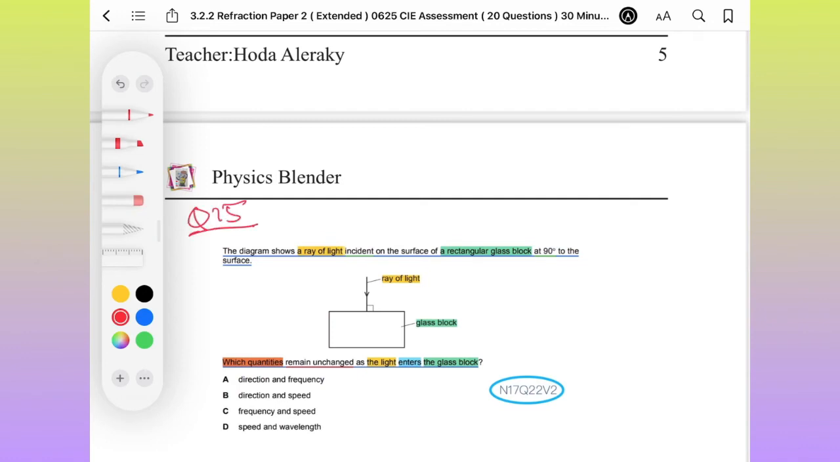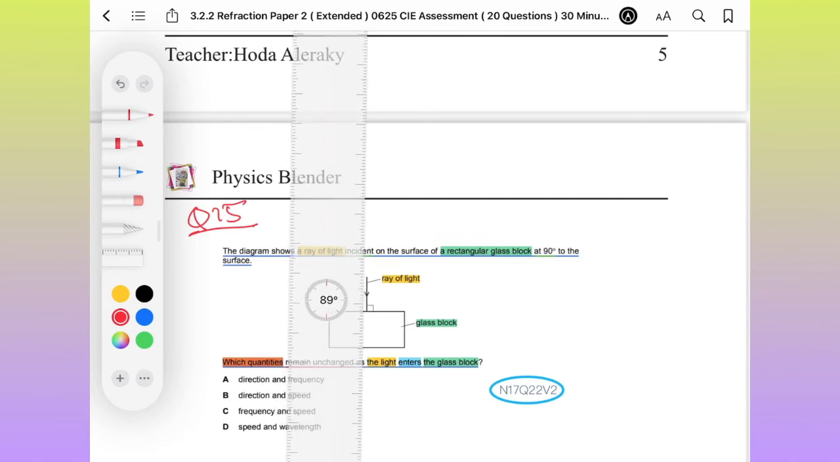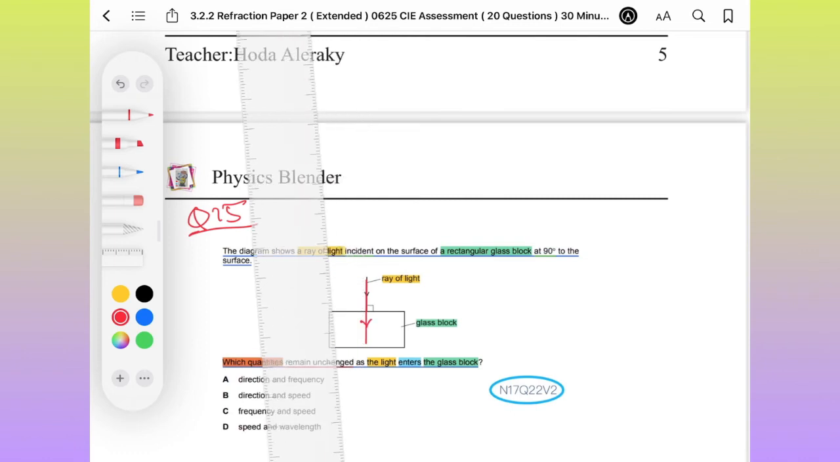The diagram shows a ray of light incident on the surface of a rectangular glass block. How will this light ray behave? This light ray strikes the rectangular block at an angle of 90. What happens here? It will continue in a straight line, without any deviation, without any refraction.